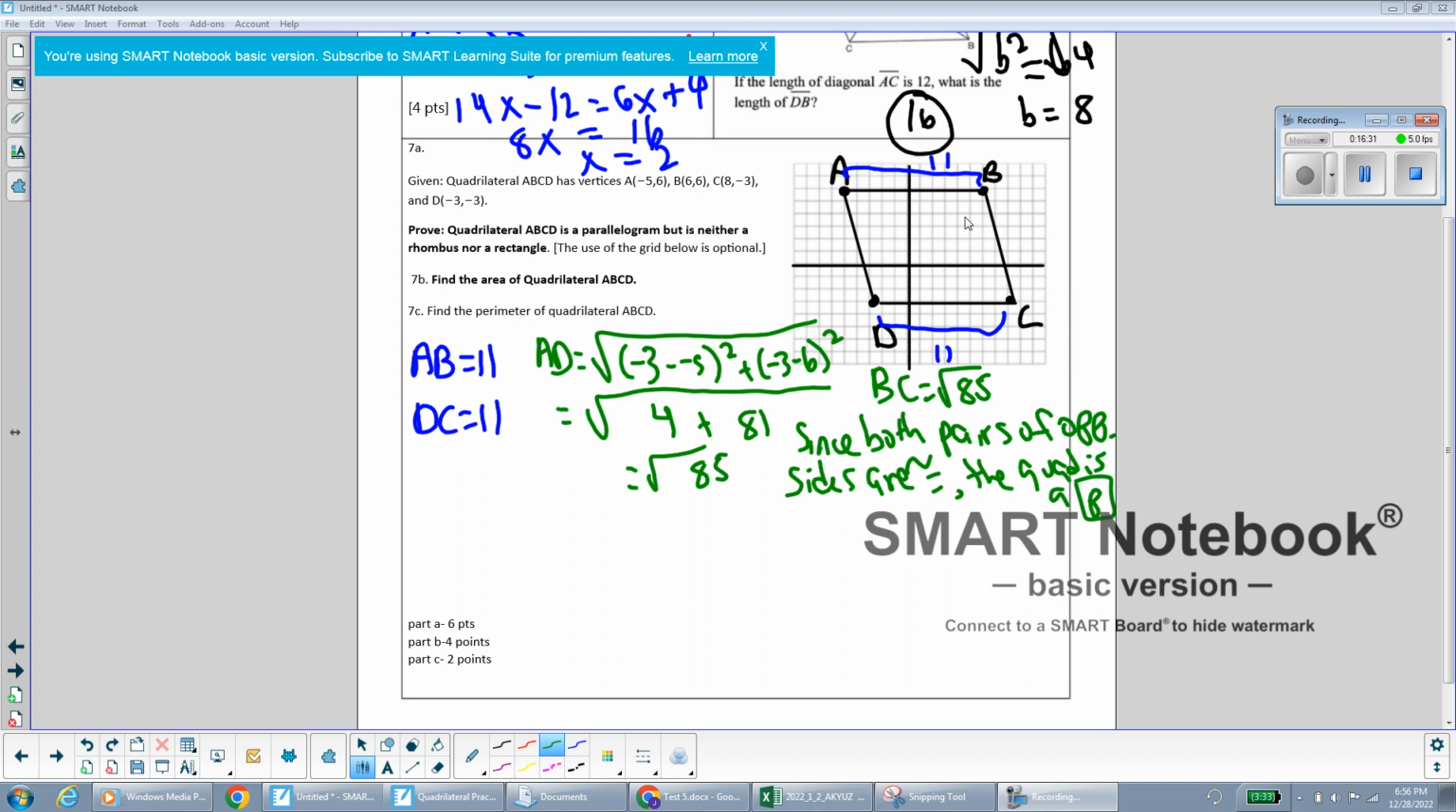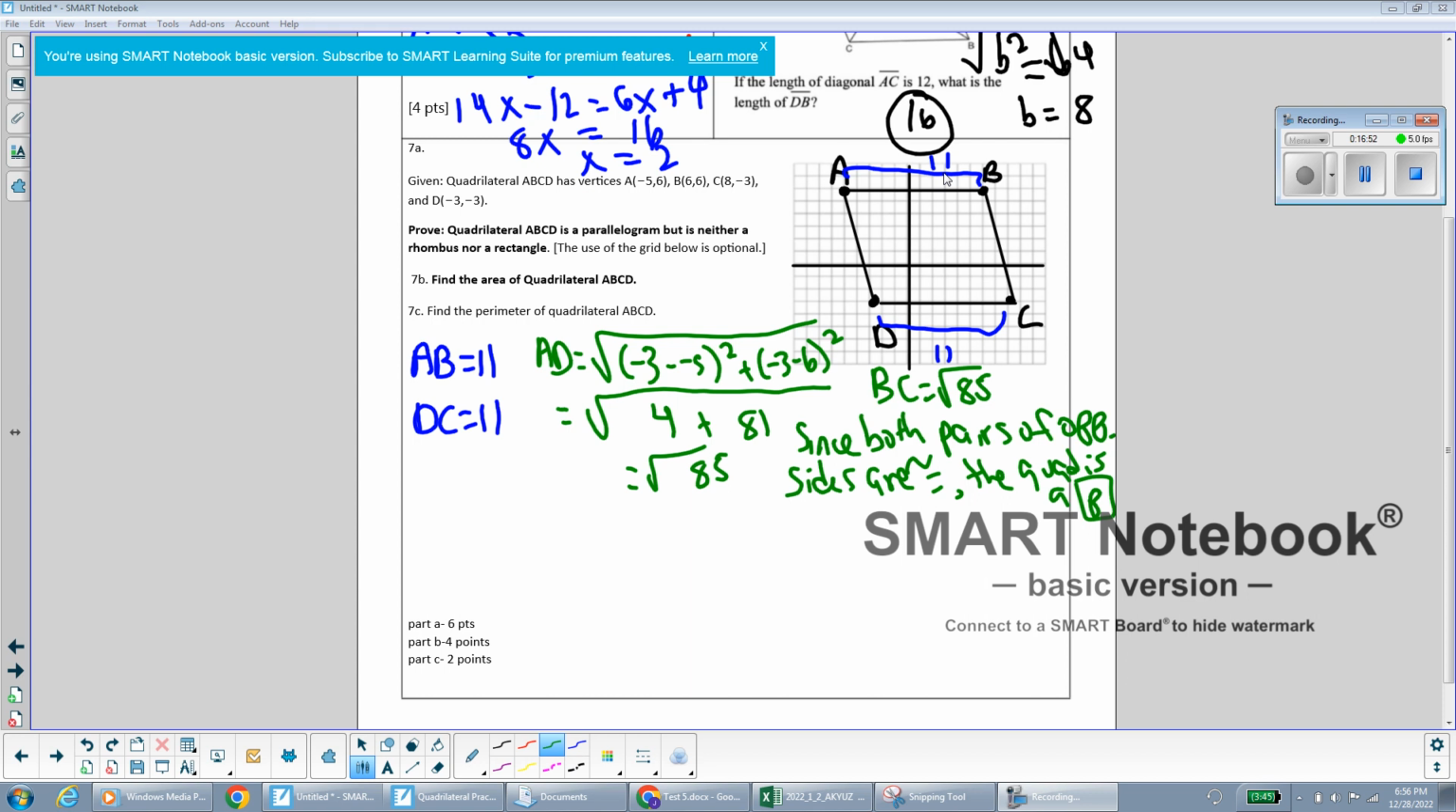11 and radical 85, 11, radical 85, radical 85, 11. So any two sides next to each other are not the same. Either way would have worked to explain it. Parallelogram ABCD is not a rhombus because it's not equilateral, or because it doesn't have congruent consecutive sides. It means the same thing.